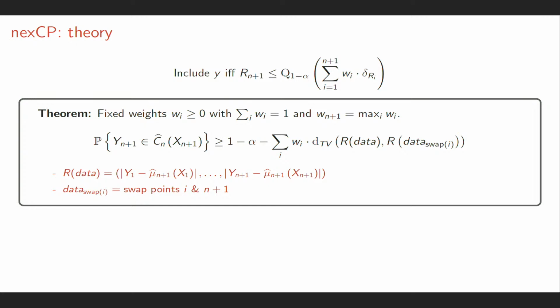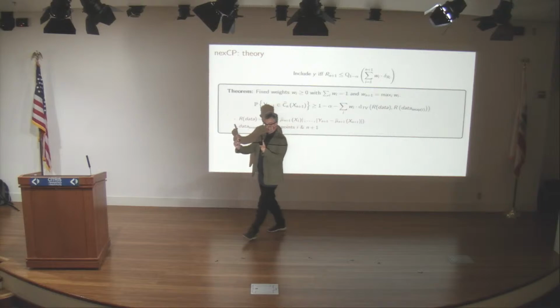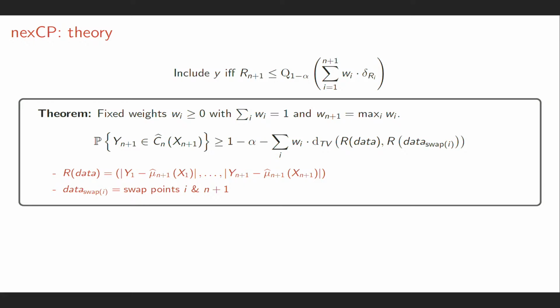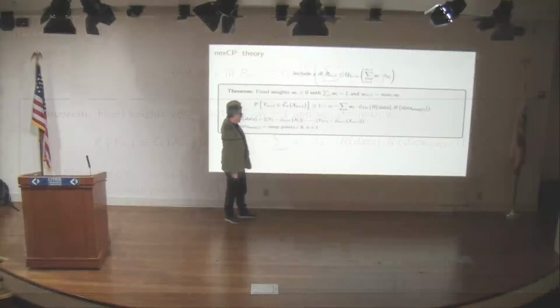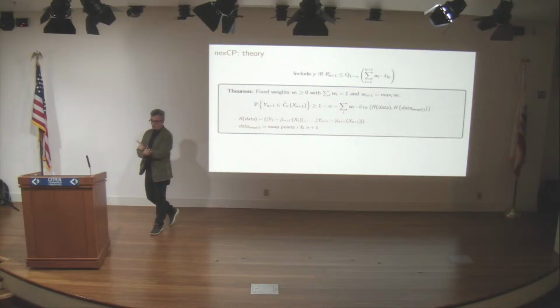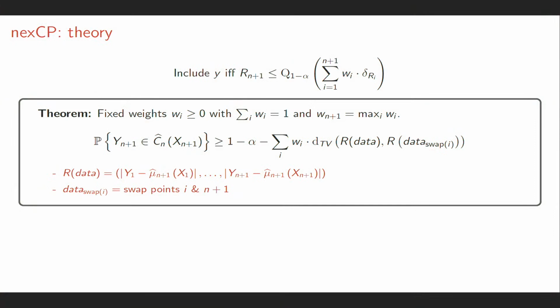And what is this term? It's the sum of the w_i, the weight you gave, times the total variation distance between the conformity scores that you would get and the conformity scores you would have gotten if you had swapped the test point with the training sample number i. So these are the conformity scores, if when I gave you the data, I had swapped the training point i with the test point n plus 1. That's it.